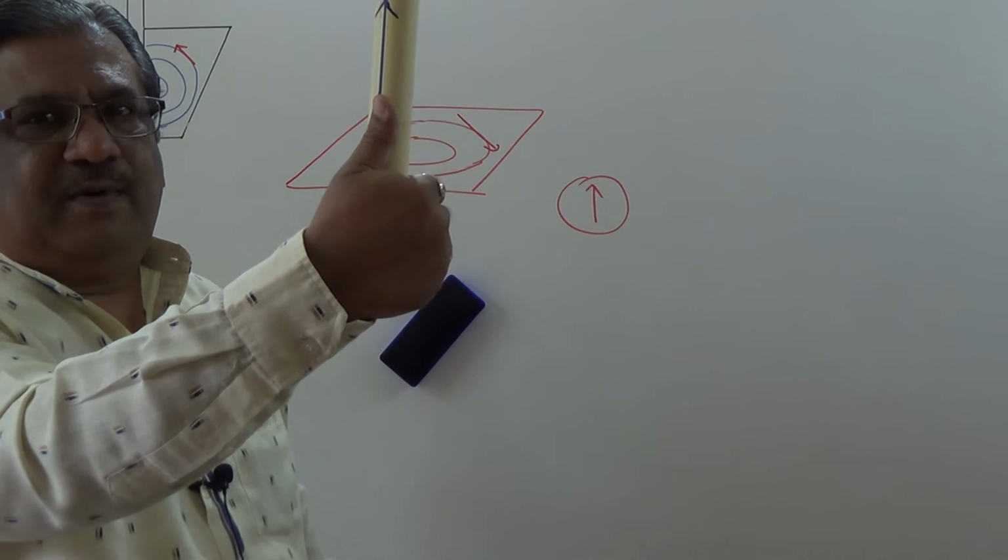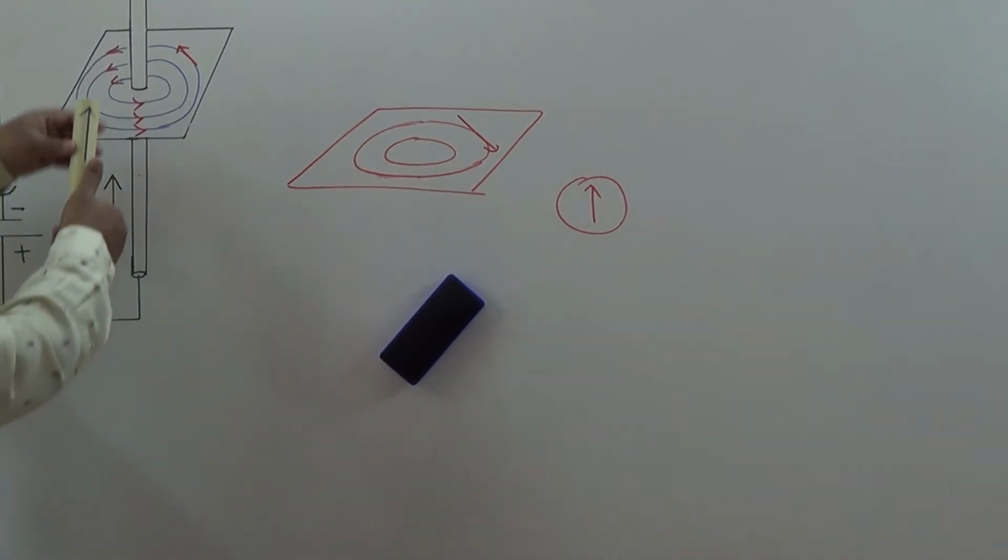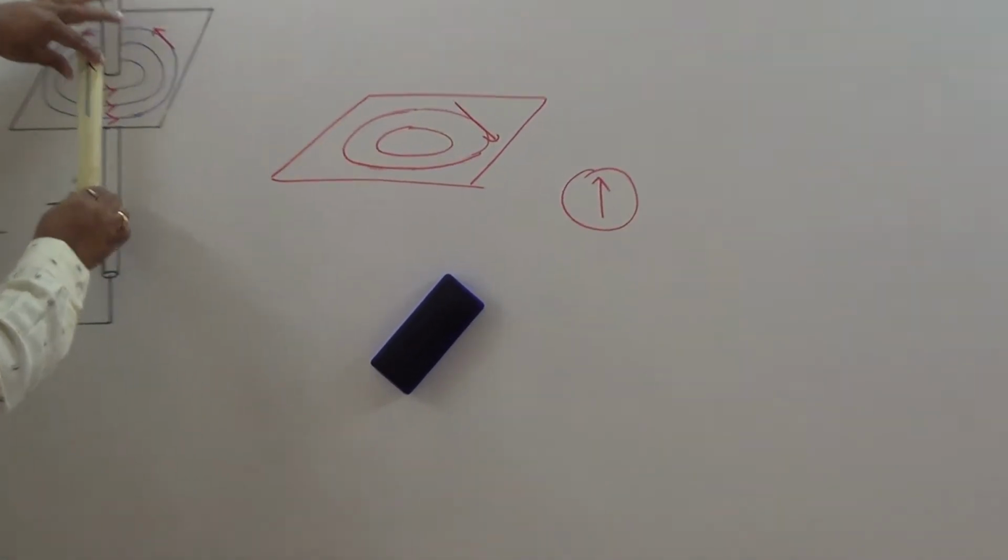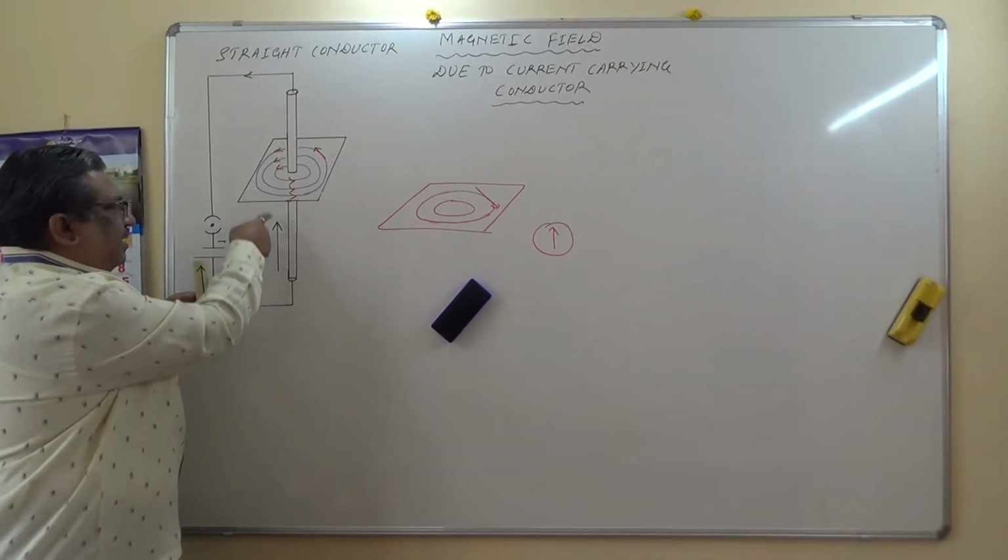It is very clear for you. And therefore, let me apply this rule over here. See here, this is a conductor, and here this is the direction of the electric current.